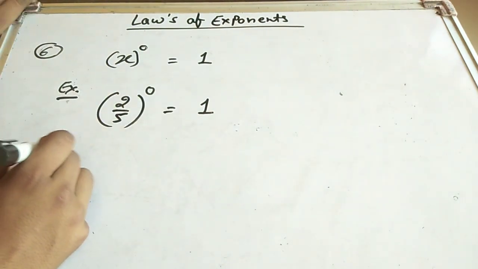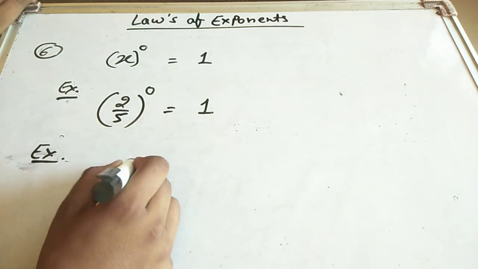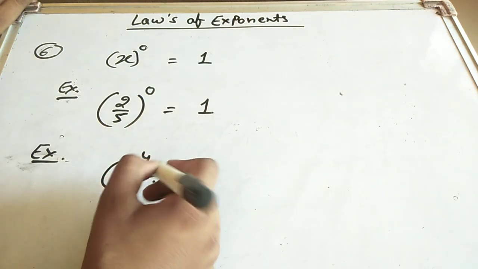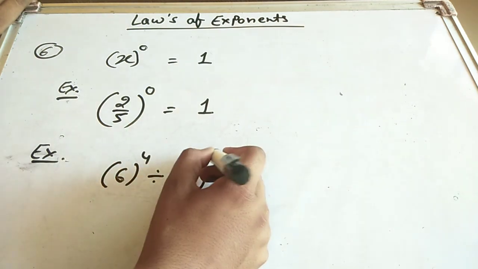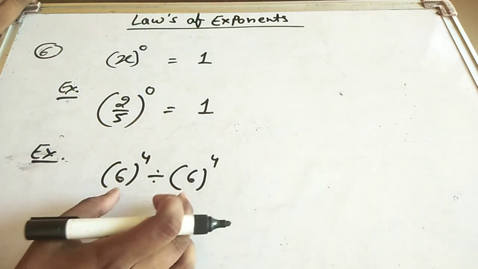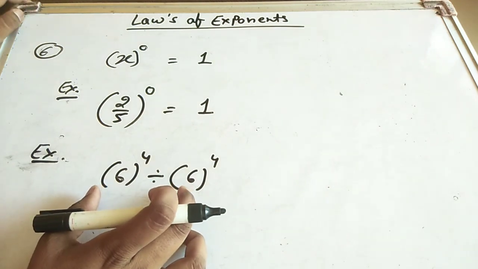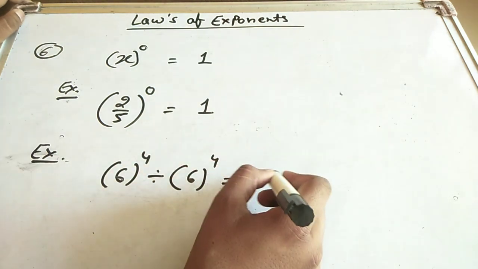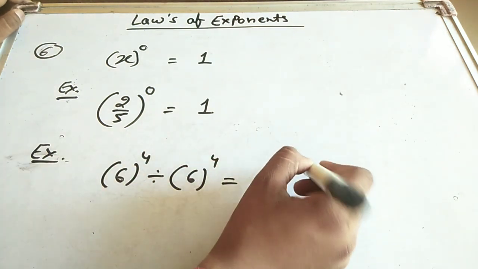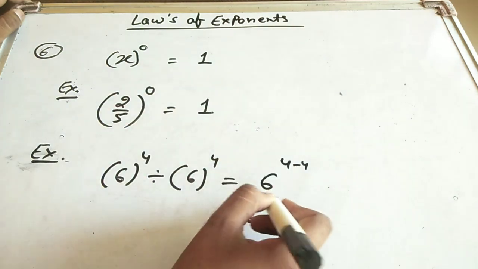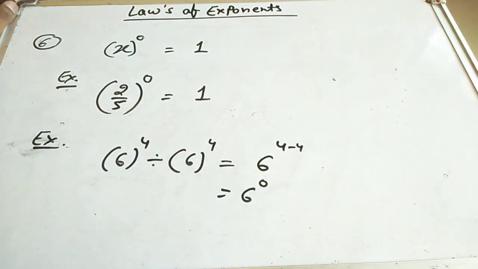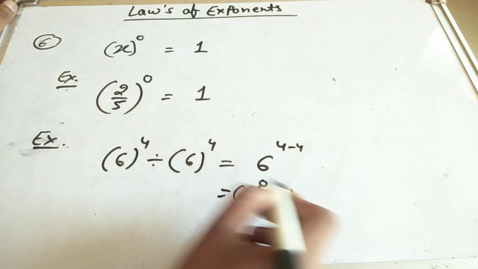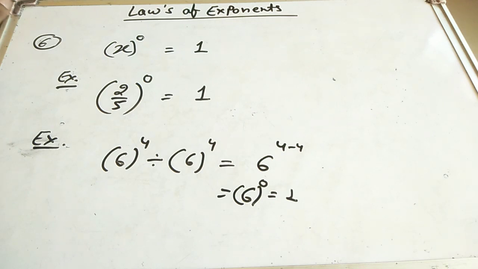Let us take one more example. 6 to the power 4 divided by 6 to the power 4. Okay, so here we know that when the same bases are divided, the powers will be subtracted. So 6 to the power 4 minus 4. So we get 6 to the power 0. So we get 1. Understood?